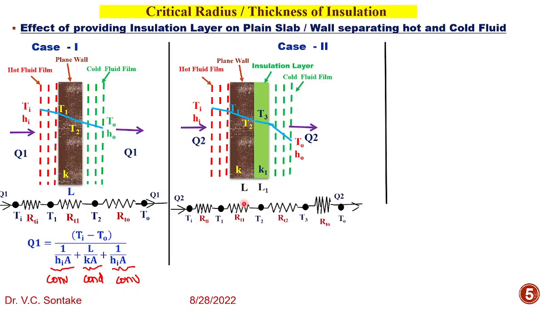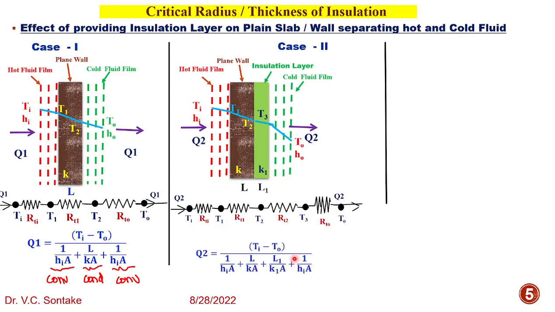The thermal circuit for this arrangement is shown in figure, where RTi is the convective thermal resistance by hot fluid film, RT1 is the conductive thermal resistance offered by plane wall, RT2 is the conductive thermal resistance offered by insulation layer, and RTo is the convective thermal resistance offered by cold fluid film.